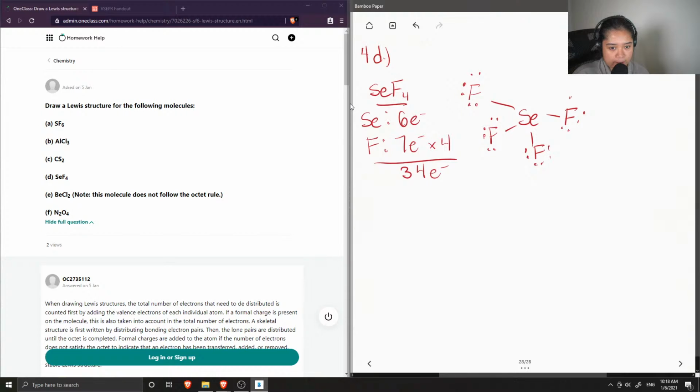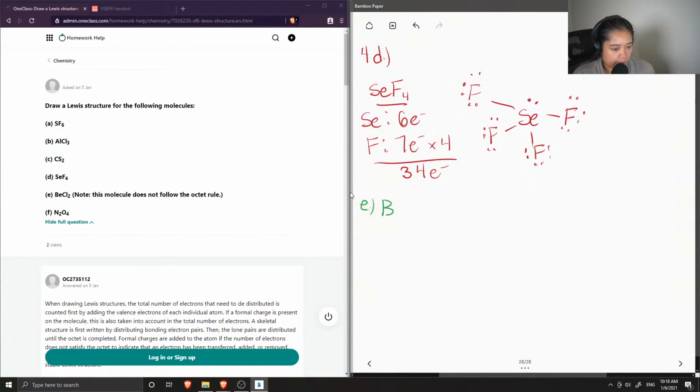And if we counted it out so far, we have 4 bonds to the fluorine, so 8 times 4, so we have 32 drawn so far. So for the last 2 electrons, I'll add them as lone pairs on selenium. Okay, so now let's move on to E.